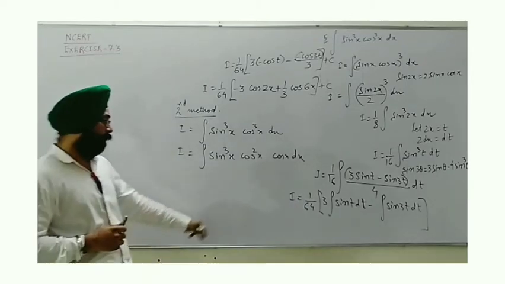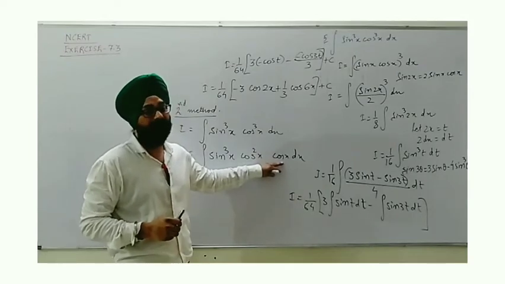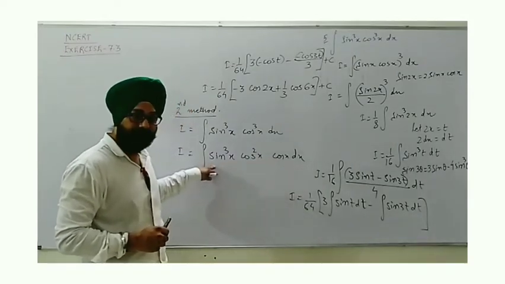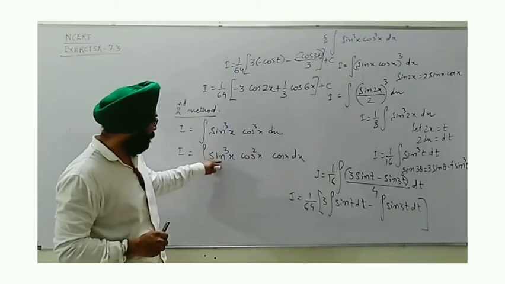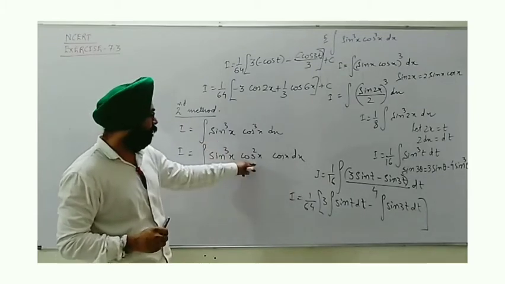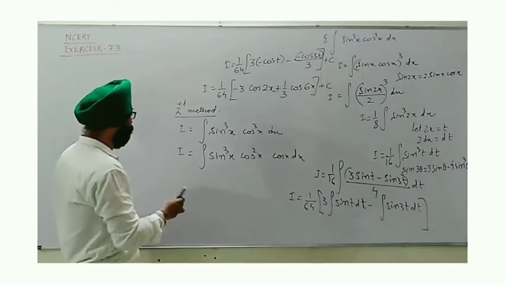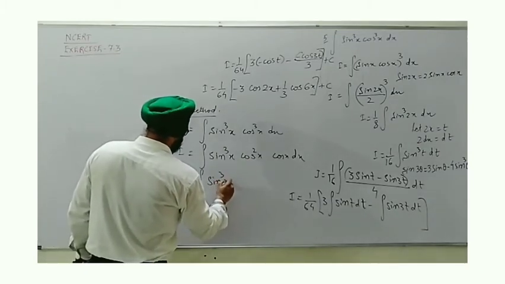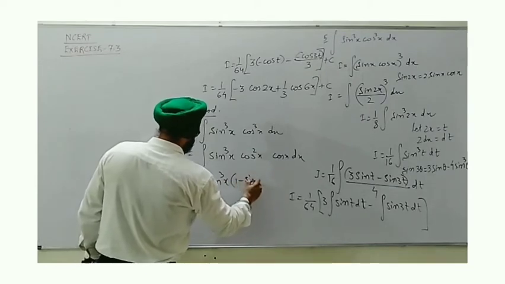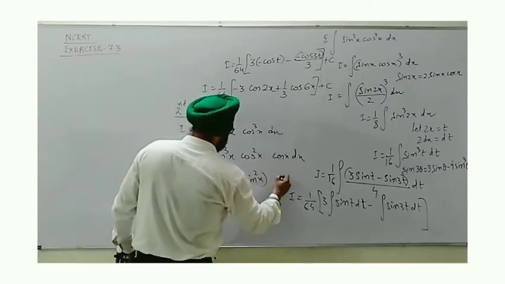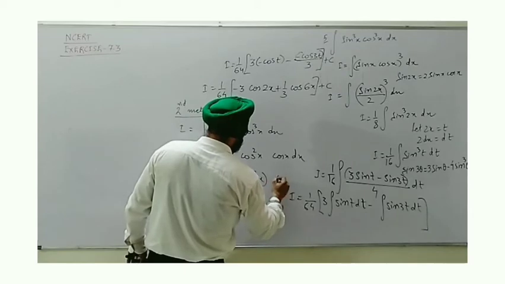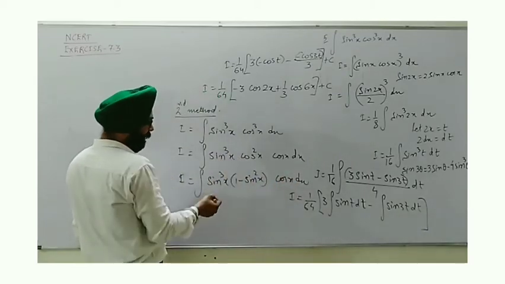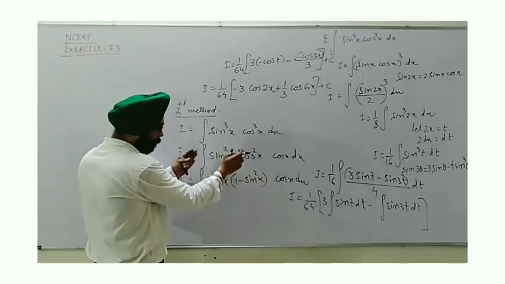Now what is the effect? I know that cos x is the differentiation of sine. I need to convert the remaining function in terms of sine only. This part is already sine cube, so this cos square is convertible in terms of sine. Means we can write sine cube x and 1 minus sine square x, cos x dx. At this stage, I see the remaining function is now written in terms of sine.